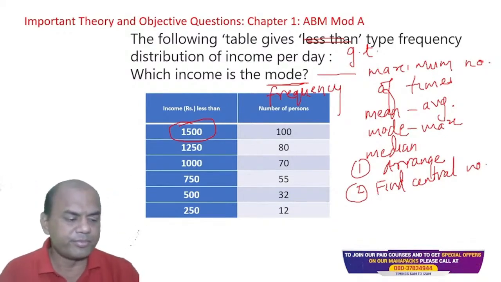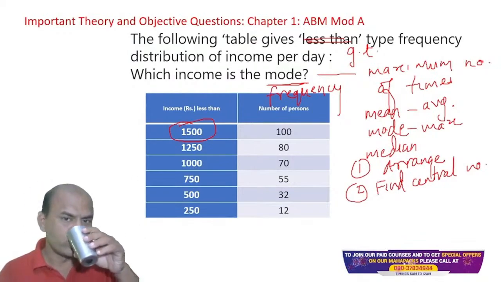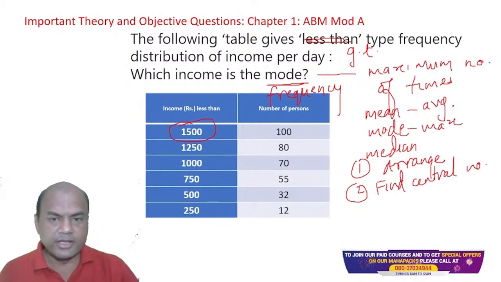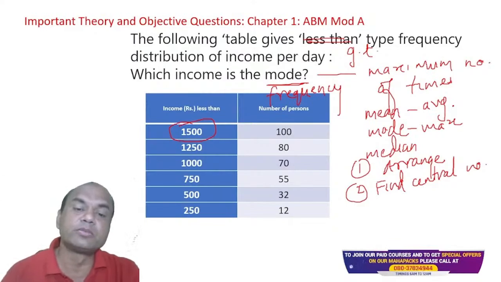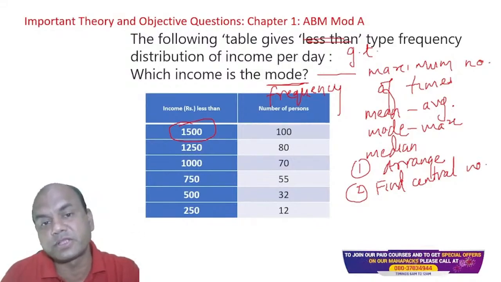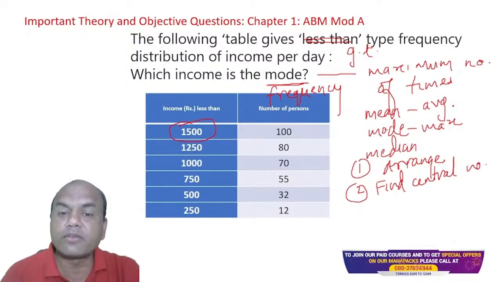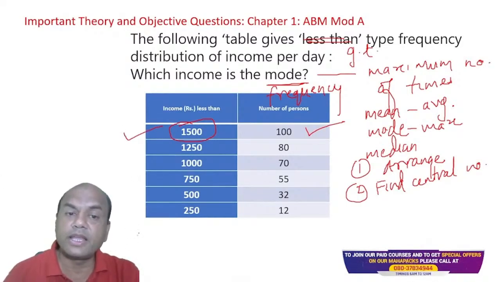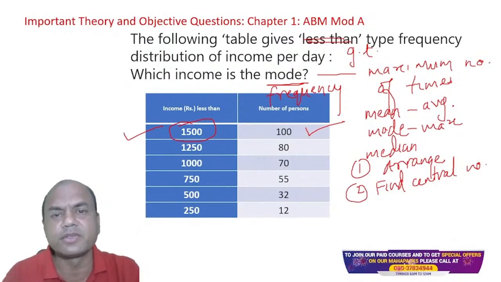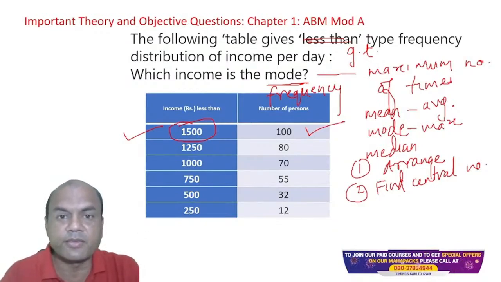So now tell me, what is the mode in this? Which one is coming maximum number of times? This is the frequency. Which one has the maximum frequency is the mode. So which is having maximum frequency? 100. So which income class is having this? This is the modal class, 1500. So this is your answer. In exam, tick on that wherever 1500 is given. Clear? Simple? Got it? Shall we move ahead?